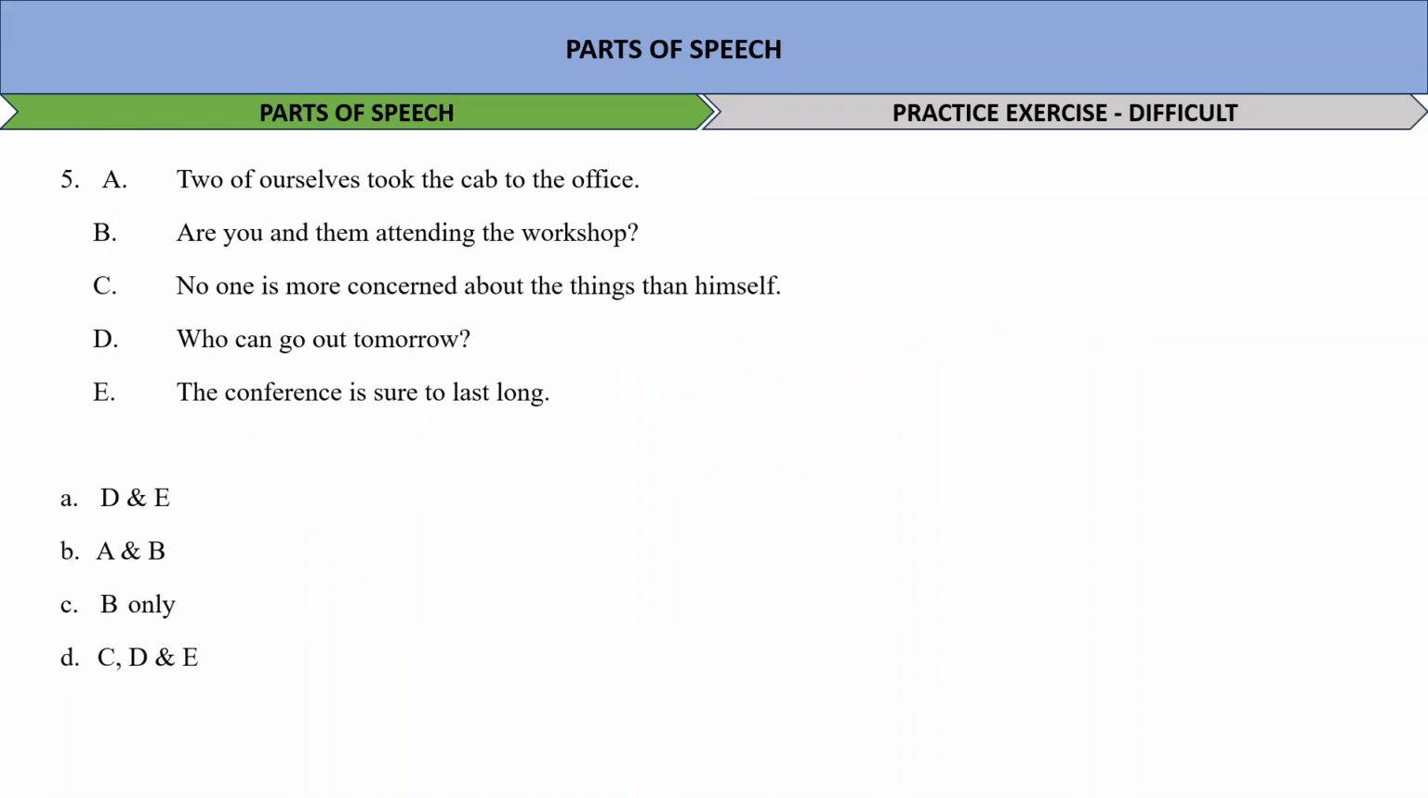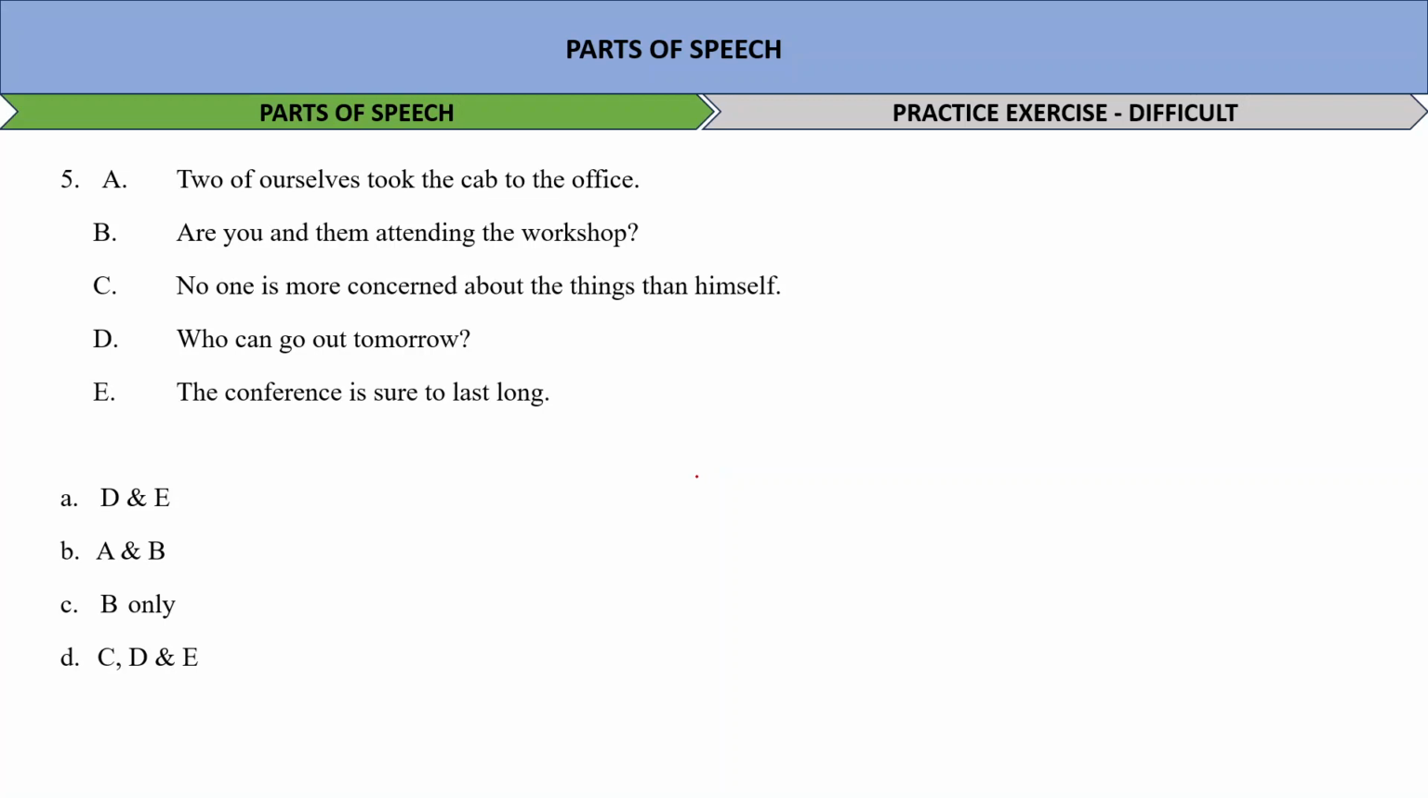Two of ourselves took the cab to the office. Are you and them attending the workshop? No one is concerned about the things than himself. Who can go out tomorrow? The conference is sure to last long. There are 5 sentences and we have to see which part has an error.